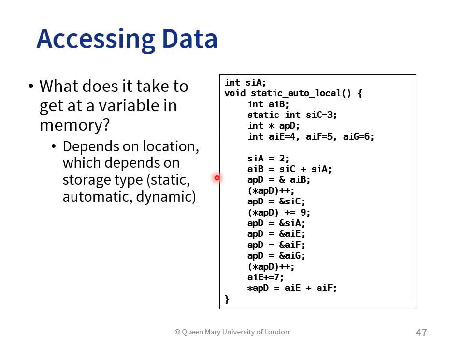The last topic we want to look at is how we can access different kinds of variables. In particular, we're looking at either static variables, that is global, or automatic variables generated by the compiler. The key question we ask is, what does it take to get a variable in memory? Of course, it depends where it is. What will be the type?